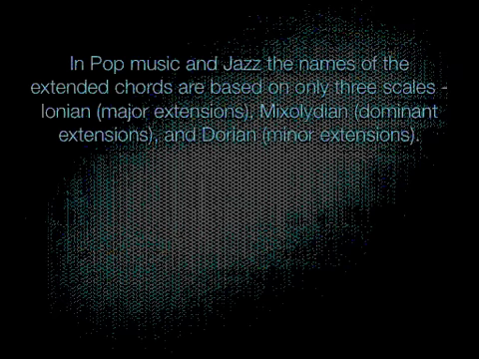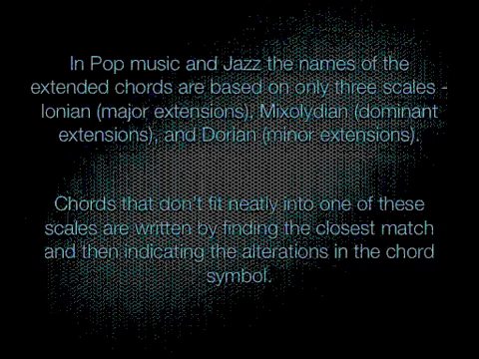In popular music and jazz, the names of the extended chords are based on only 3 scales: the Ionian, the Mixolydian, and the Dorian. The Ionian representing the 1 chord and its extensions, the Mixolydian representing the 5 chord and its extensions, and the Dorian representing the 2 chord and its extensions. Any chords that don't neatly fit into one of these scales are written by finding the closest match and then indicating which alterations have been made.